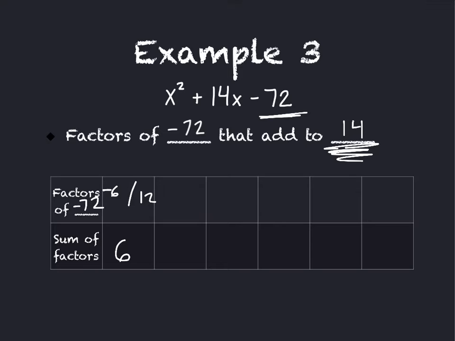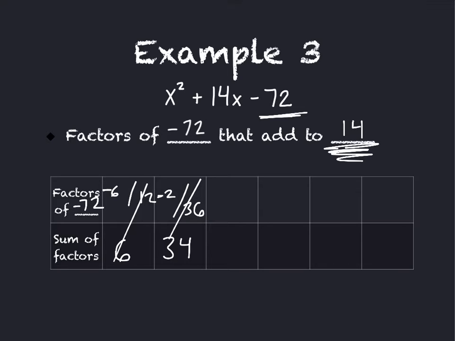Is 72 an even number? So 2 goes into it. How many times? 2 and what? 2 and 36. One of them has to be negative. So we said since what we're adding for is positive, the bigger number has to be positive. So negative 2 and 36. Negative 2 plus 36 is 34. So that doesn't work.